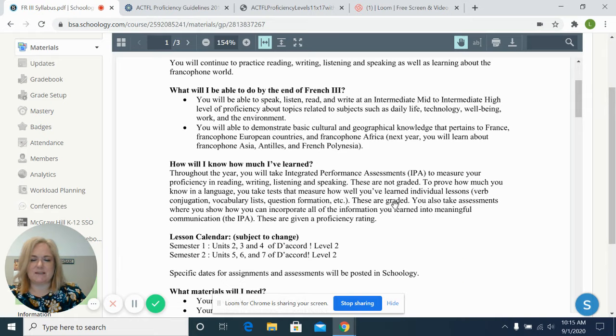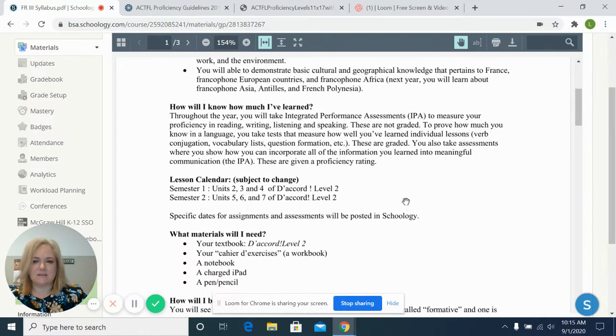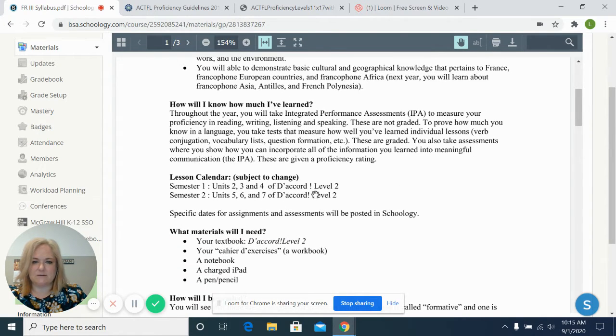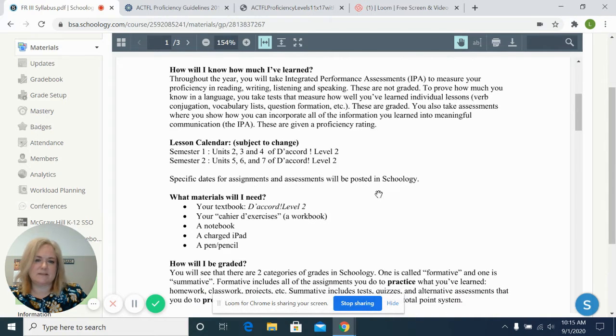Throughout the year, of course, we'll be taking tests and quizzes, but we'll also continue to do the IPAs, or Integrated Performance Assessments, which measure the progress that your student is making in their proficiency in these skills. The lesson calendar here, which is subject to change based on the pace of the individual class, will be based off of the D'accord Level 2 book, which you may recognize from last year.